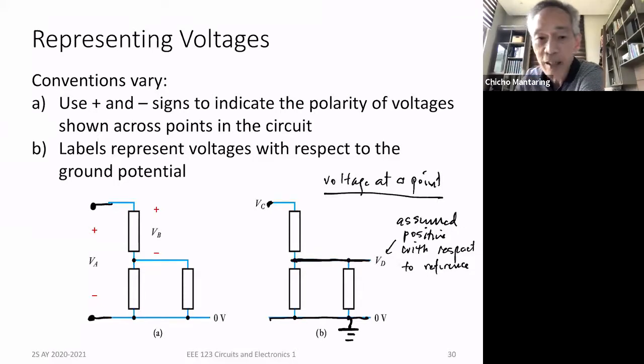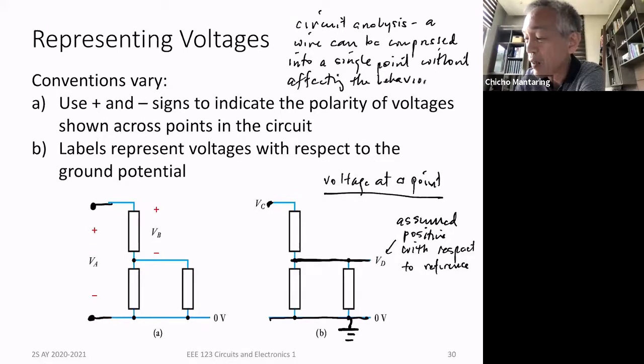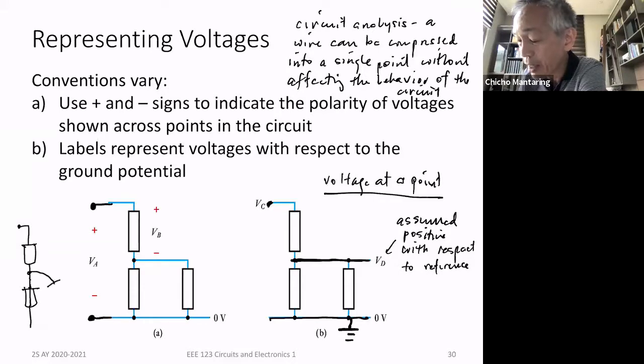In circuit analysis, okay, I'll mention this again later, a wire can be compressed into a single point without affecting the behavior of the circuit. So in effect, I can redraw this. How do I redraw this? Dito ko na lang i-draw. I could have drawn this way. Ganyan. I could have redrawn it this way, like this.